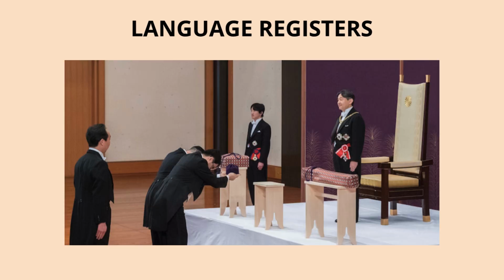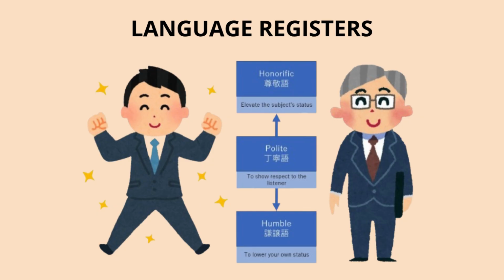Now we're going to shift from grammatical evolution to a very different kind of evolution, one driven by social dynamics and human relationships. How we show respect or humility in language is a key part of Japanese culture. This system, called Keigo, is very different between old and modern Japanese. Modern Japanese has a very highly developed and grammatically complex Keigo system. It's crucial for showing respect, humility, and maintaining social harmony.